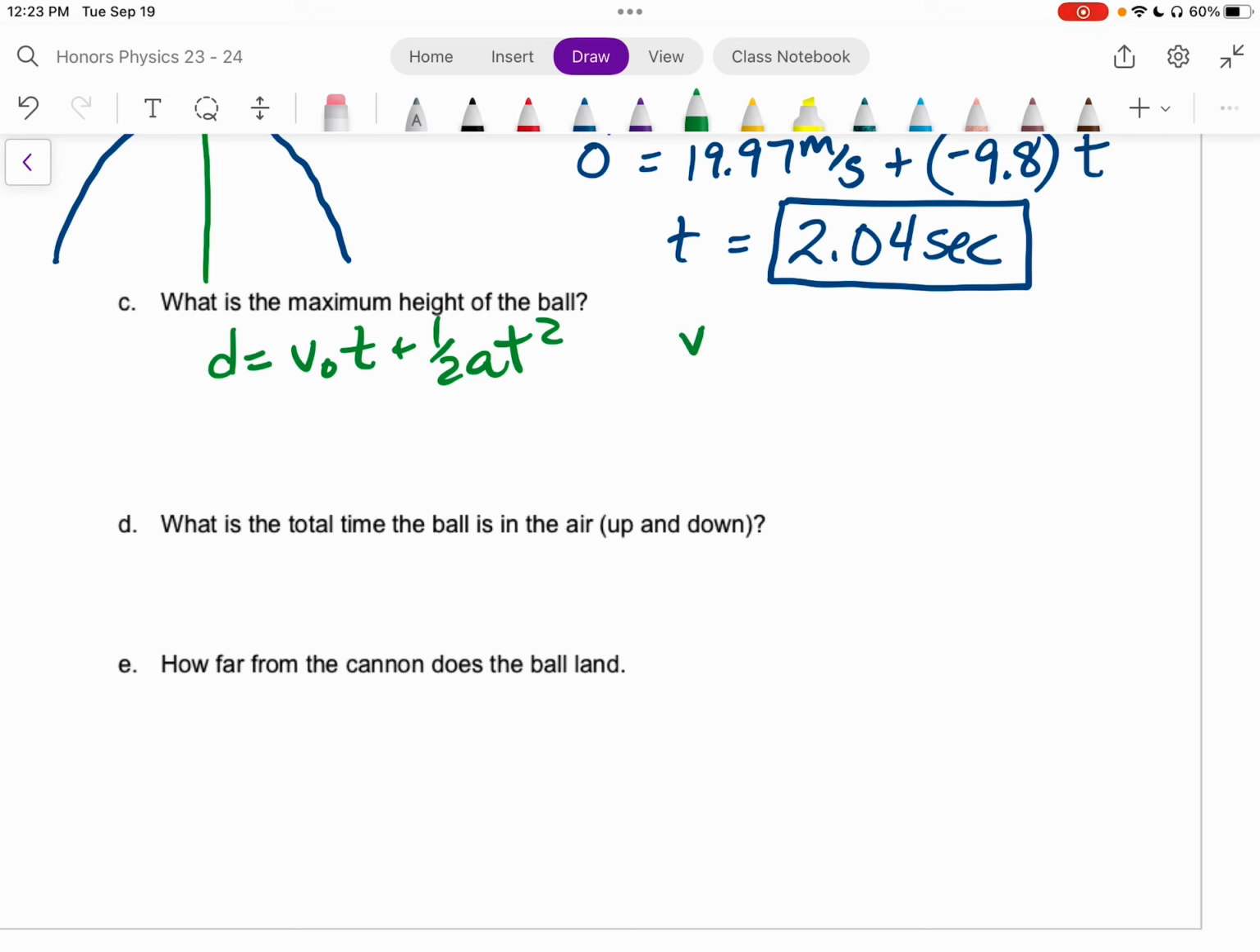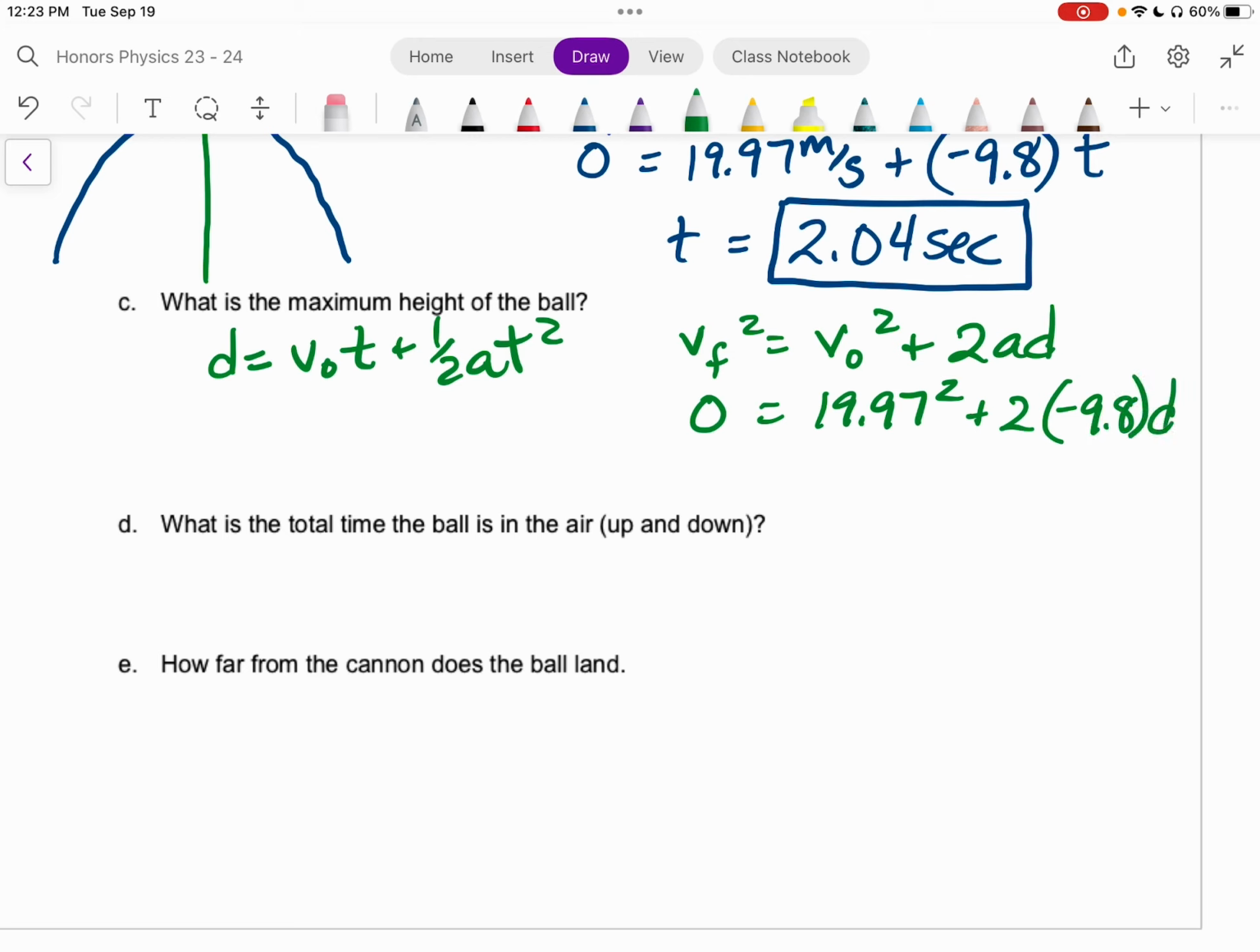I am actually going to use VF squared equals VO squared plus 2AD. The final velocity at the highest point is 0. The original was 19.97. Don't forget the squared. Plus 2 times negative 9.8 times the distance, which is what I'm looking for. So again, I'm not going to show the algebra, but when you type it into a calculator, you end up with a distance of 20.3 meters.